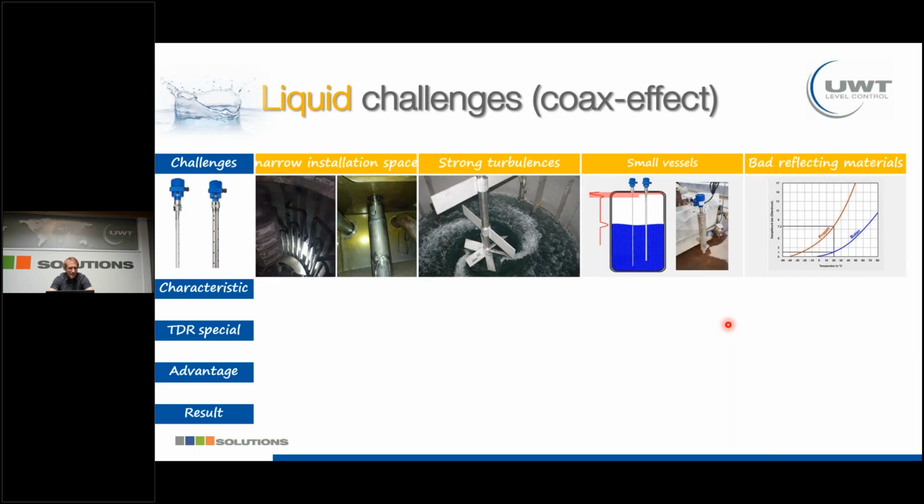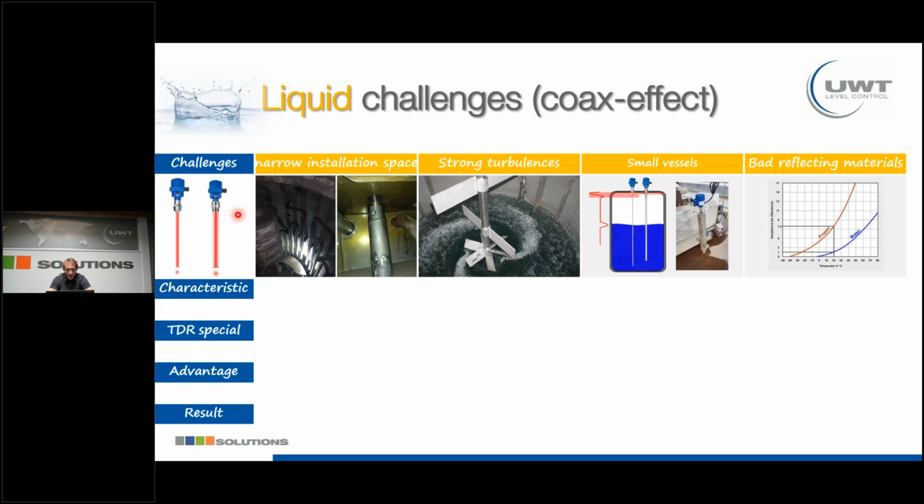We'll now move on to liquid applications, which we can solve with a special type of probe, this coax probe, and also talk a little bit about the coax effect. The basic advantage of this coaxial probe, as you can see here on the right side, is that the energy is really focused inside this coax tube. So it does not spread around 500 millimeters, but is focused inside this tube.